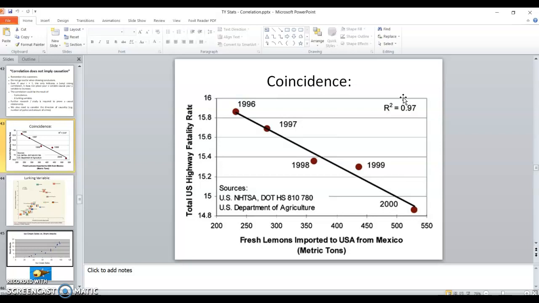Okay, does that mean importing more lemons causes the highway fatality rate to go down? Should the US government import more and more and more lemons to make that fatality rate go down? No, of course not. These two things just happen to be correlated by coincidence. All right.